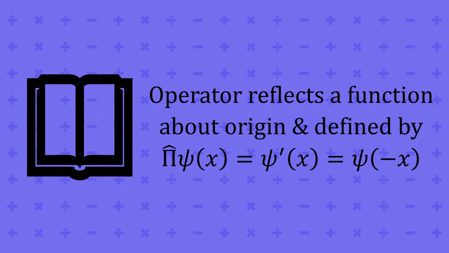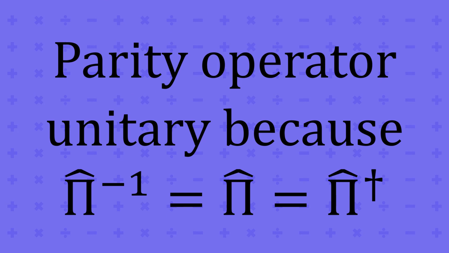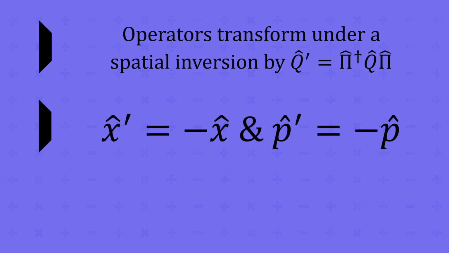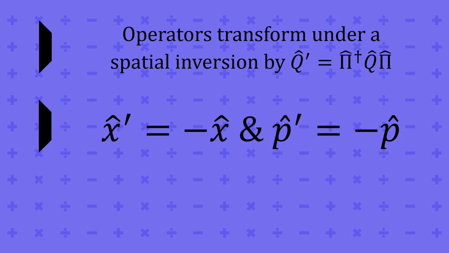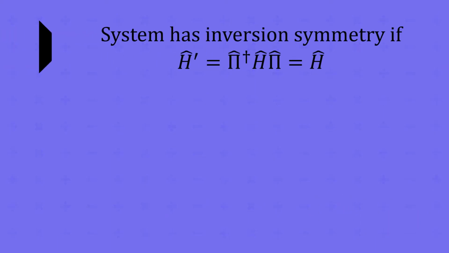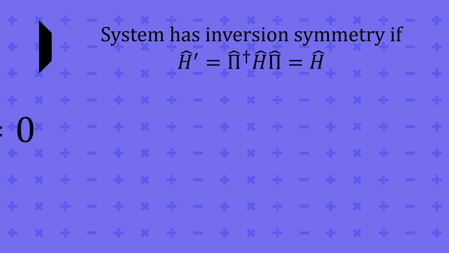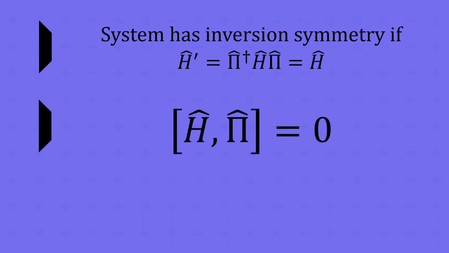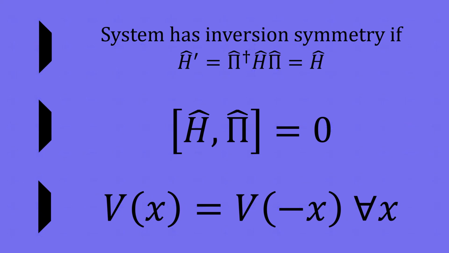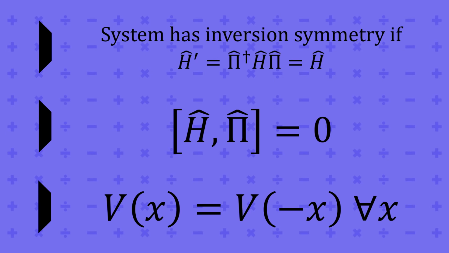So first, we'll define the parity operator in one dimension. The operator reflects a function about the origin and is defined by this relation here. The operator is unitary. Operators transform under a spatial inversion by this relation here. The position and momentum operators are odd under parity. Hence, for any operator, we get this equation for its transformation under parity. A system has inversion symmetry if we have this equation here. Because the parity operator is unitary, this implies that the Hamiltonian commutes with the parity operator.